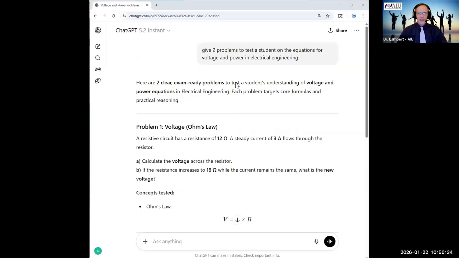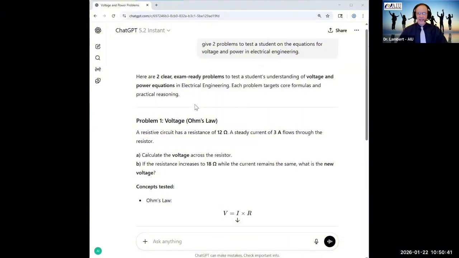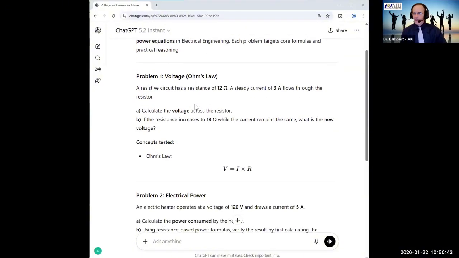Okay, so I went to ChatGPT and asked it to give two problems to test the students on the equations for voltage and power in electrical engineering. So here's problem one. Do you want to go ahead and read that, Abdullah?